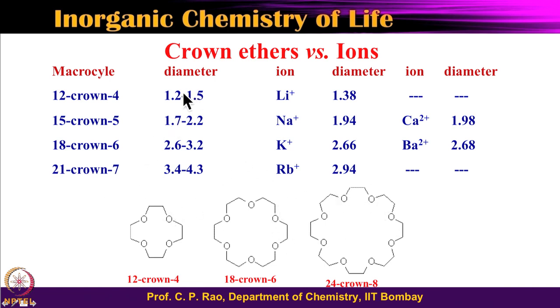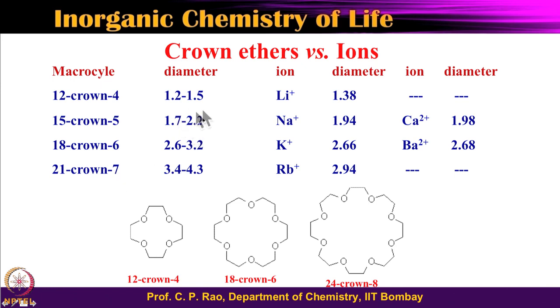Now you can see their diameters going from around 1.3 to 2 to 2.8 to 3.8, something like that. So you can see that the size is increasing, and the coordination number is also increasing. There are 4 oxygen atoms, 5 oxygen atoms, 6 oxygen atoms, 7 oxygen atoms.